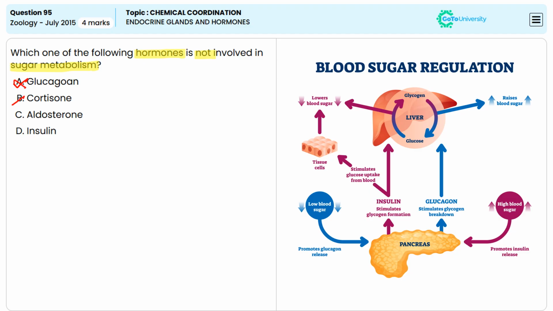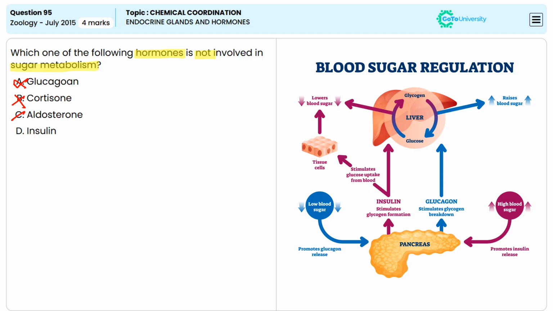Option B, cortisone. Cortisone is a corticosteroid hormone, and cortisone helps regulate glucose metabolism by increasing the production of glucose from non-carbohydrate sources in the liver, and it also helps the body respond to stress. So that means option B is an incorrect answer.